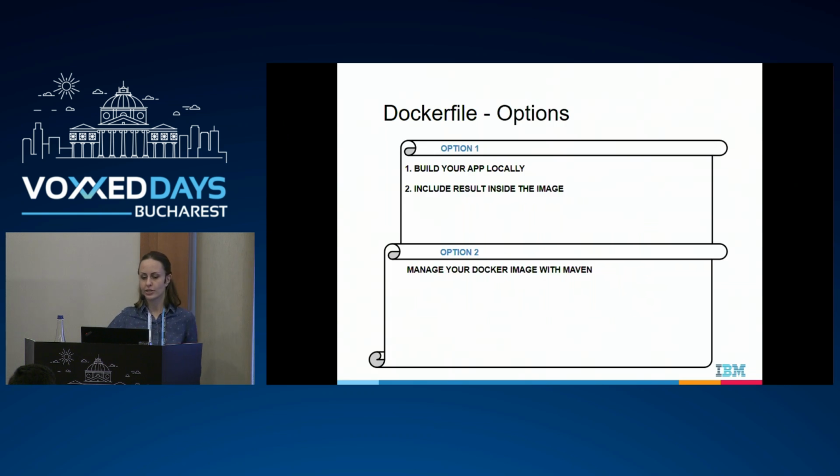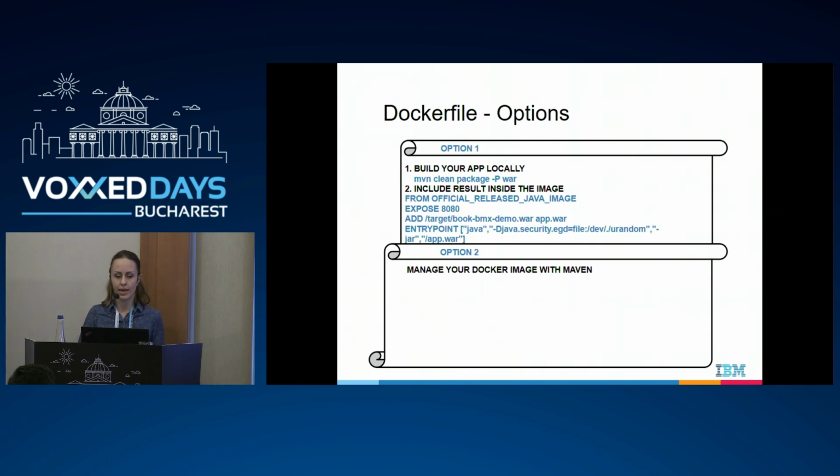However, if you plan on doing differently, there are some other options. You can build your application locally with the well-known mvn clean package with the profile you want, and do mvn clean install or whatever else you would like. Then you can include the result inside the image, and that's it. And then you're going to push your image by yourself. So you are going to manage by yourself what's happening there.